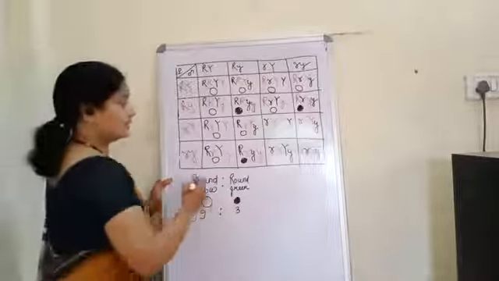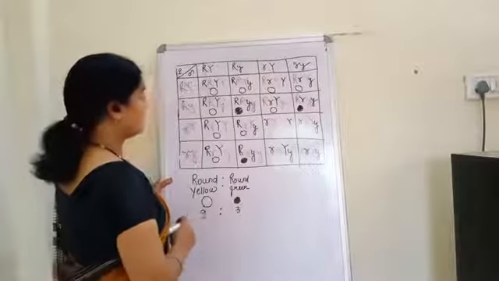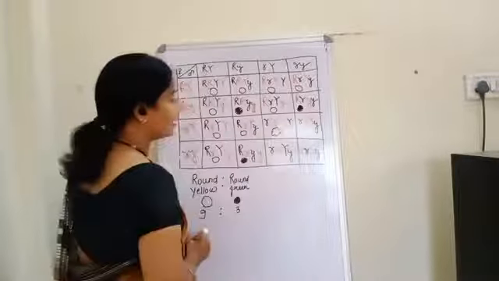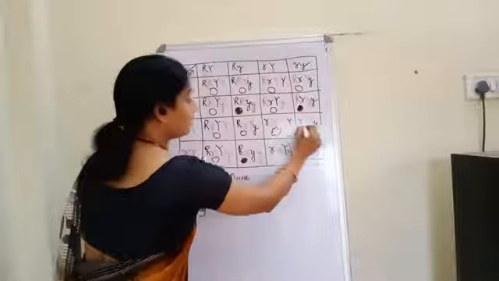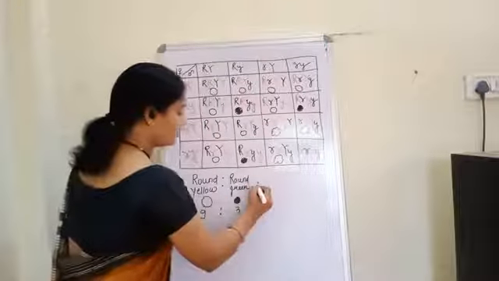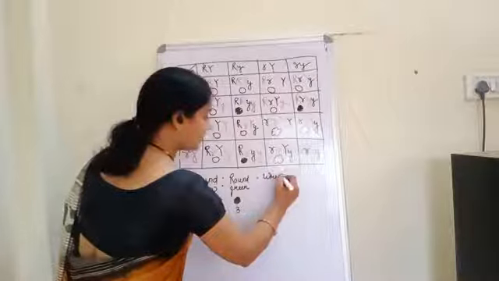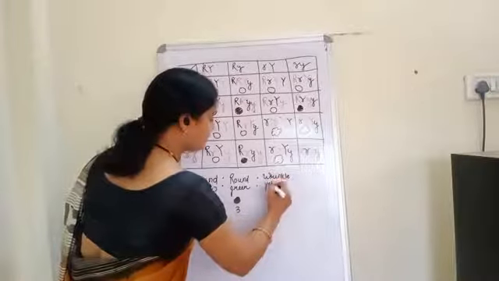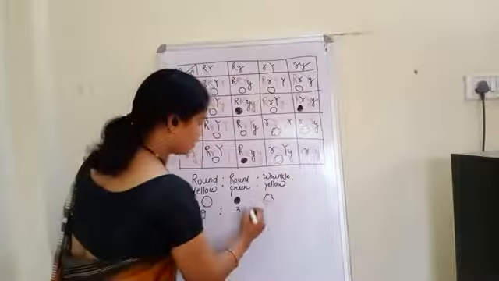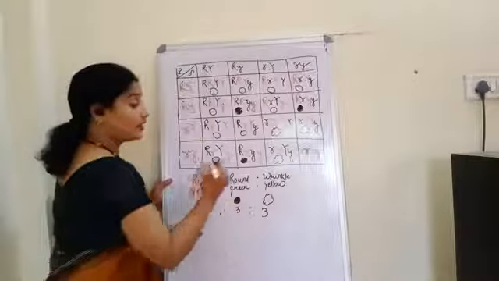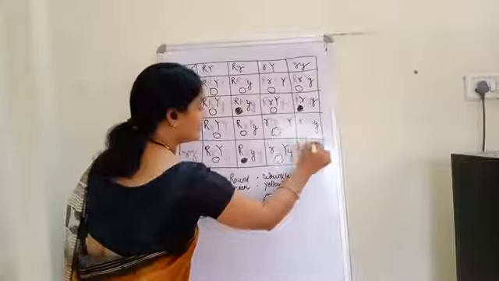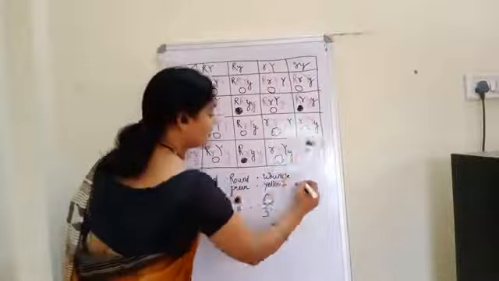Okay. Next, wrinkle and yellow. After solving all these things, this is wrinkle and yellow. The third ratio is wrinkle and yellow, and it is once again 3. Only one will be wrinkle and green.